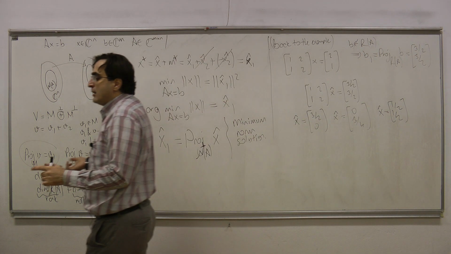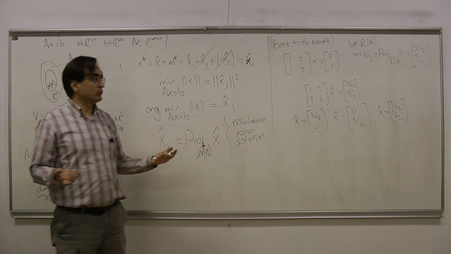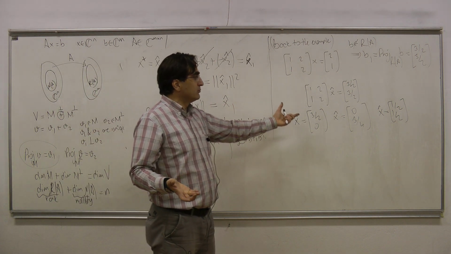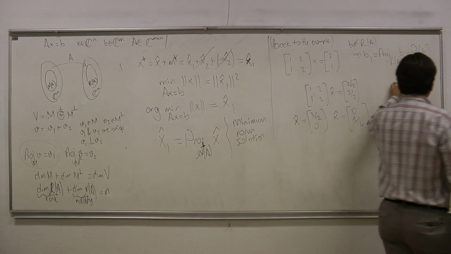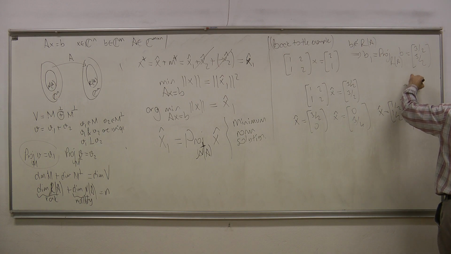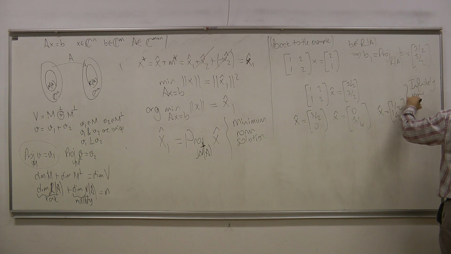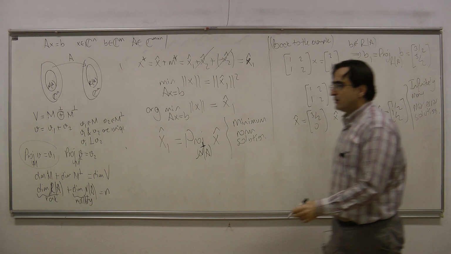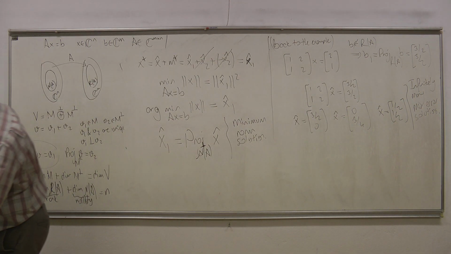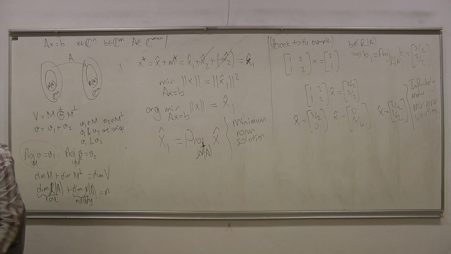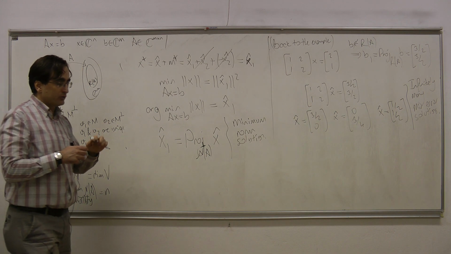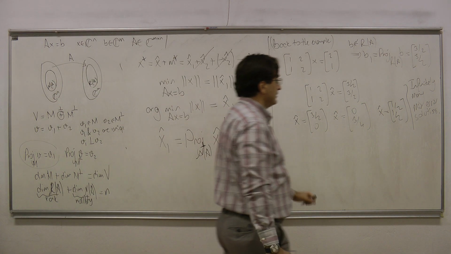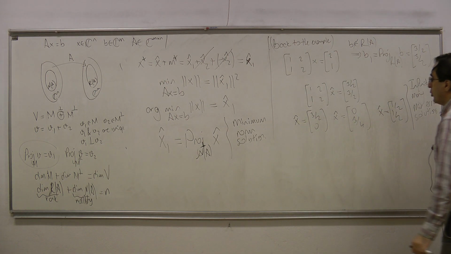Now the question is, what is the minimum norm solution? There are infinitely many minimum error solutions. So the question is, what is the minimum norm minimum error solution? What is the minimum error solution which has the minimum norm?